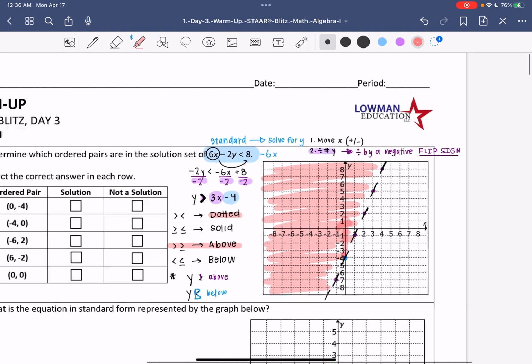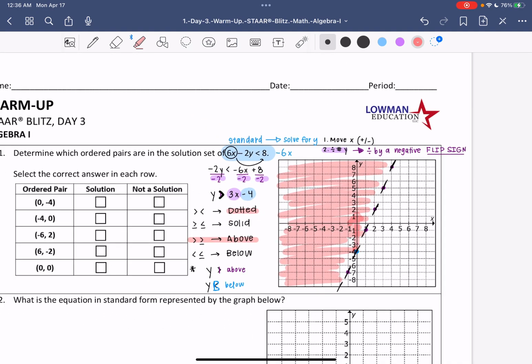So now we need to determine which ordered pairs are solutions. Okay, so I'm going to plot these points. All right, so we have 0, -4, so 0 to the left or right, and I go down -4, so the y-intercept. That would be not a solution because it falls on that line. That's what a dotted line means, that we cannot include that point. All right, so -4, 0 is this one, so it is a solution.